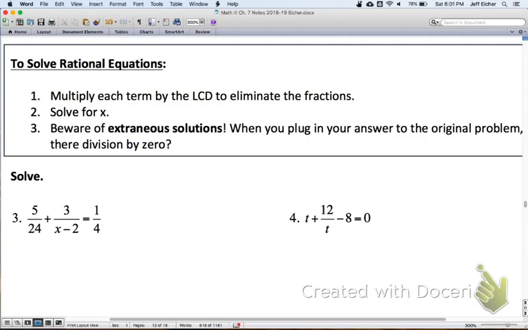So to summarize what I just showed you, we're going to multiply each term by the lowest common denominator to eliminate the fractions, solve for x, but we do have to be careful about extraneous solutions. How do you check for extraneous solutions? When you plug in your answer to the original, is there division by zero? Now let's look at number 3.